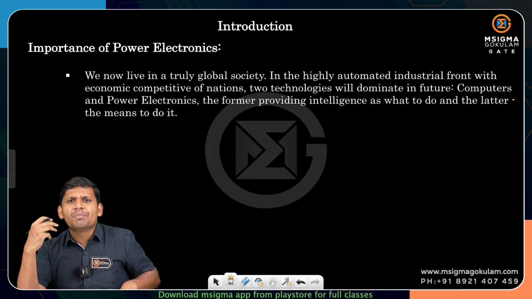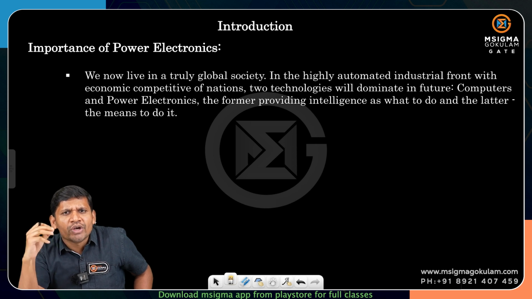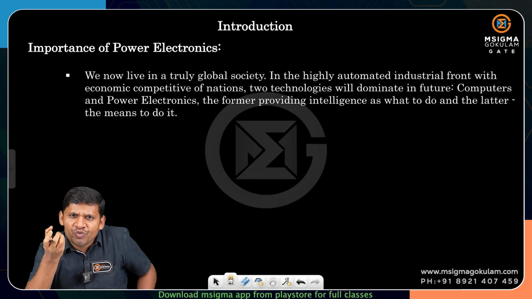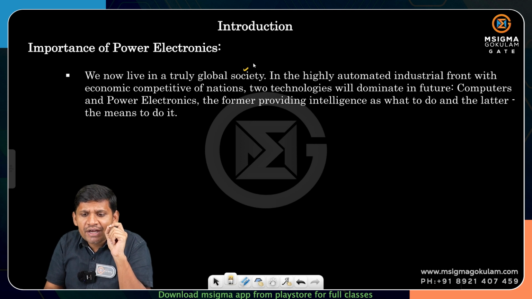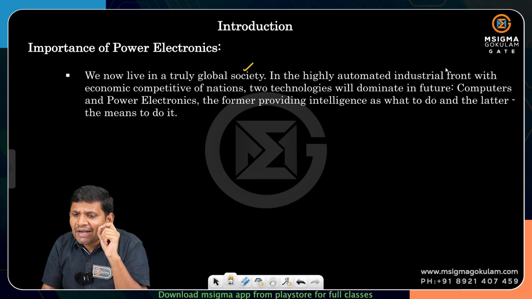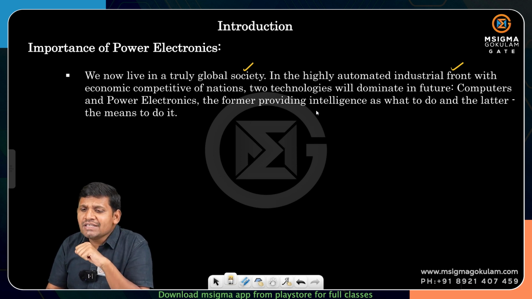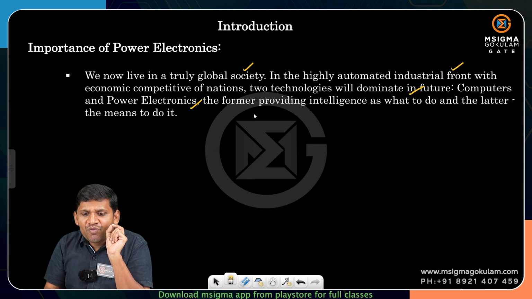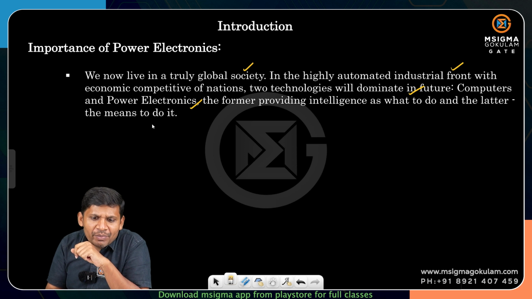Then what is the importance of power electronics, students? To give the importance of power electronics, here I am giving some quotations. These quotations will give the importance of power electronics nowadays and in future also. We now live in a truly global society in the highly automated industrial front with economic competitiveness of nations. Two technologies will dominate in future, nowadays and in future also. Computers and power electronics. The former providing intelligence as to what to do and the latter the means to do it.